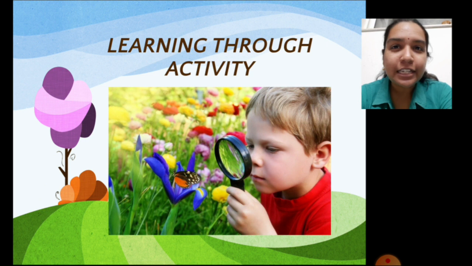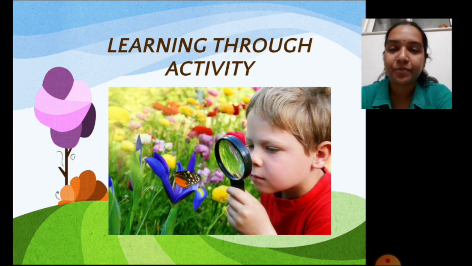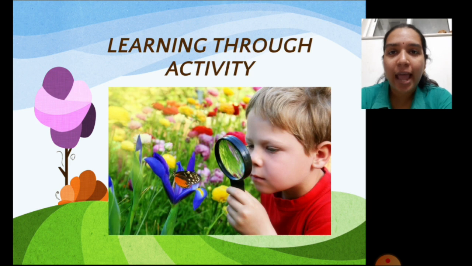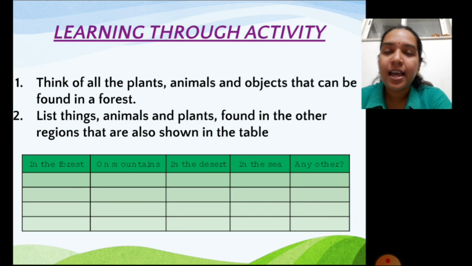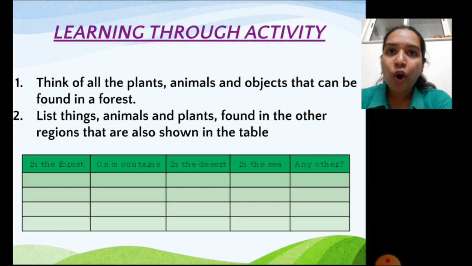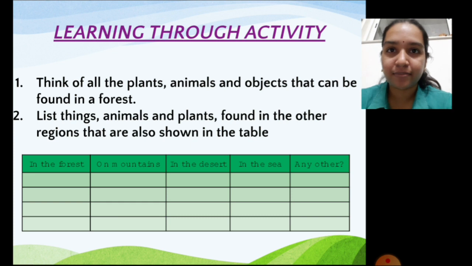To understand each of the questions we had just now, we will learn each and every step with an activity. Let us understand this diversity of life and nature by doing a small activity by ourselves. Let us start with a forest. Think of all the objects that you can find in a forest. List all these things in column 1 of the table shown here.